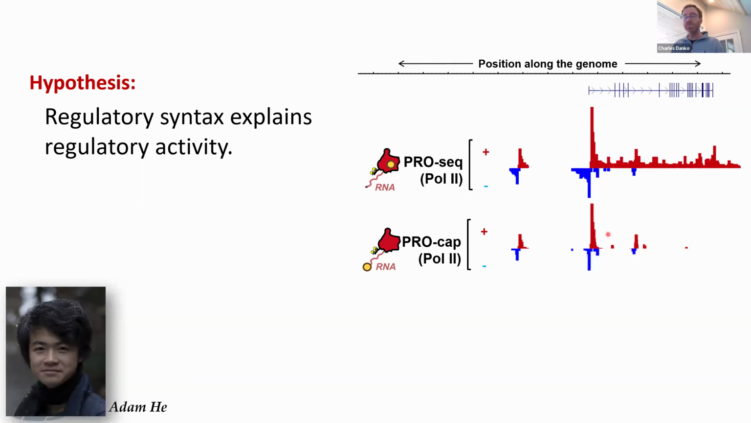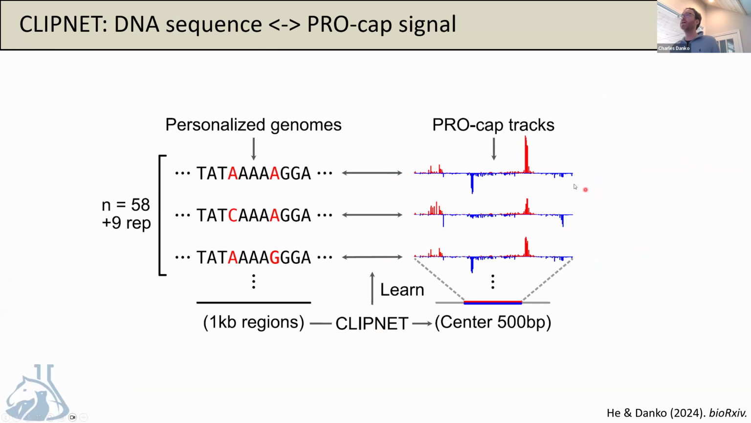And the reason that Adam uses this data is because it gives him better resolution to find intergenic enhancers without having signal from the transcribed gene it's inside of. So that's what he's after, this local influence on gene expression. And so he trained a model called ClipNet. This was really his primary contribution as a graduate student.